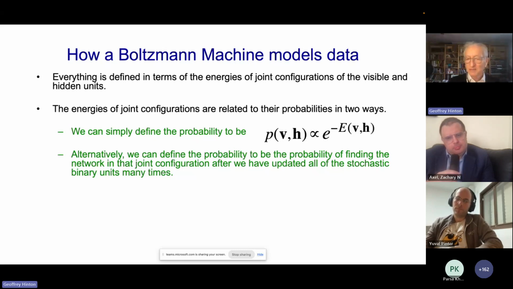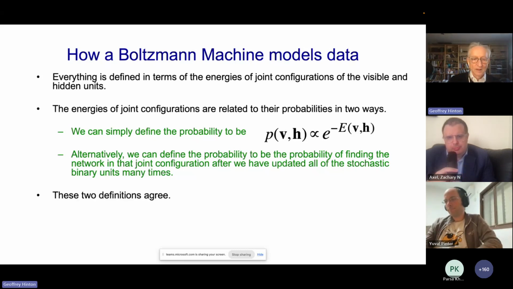Now you'll notice I express the probability of v and h as proportional to e to the minus the energy. And that's important. It's not equal to e to the minus energy, it's just proportional, because you have to normalize probabilities so they add to 1. But the point is those two definitions agree. What you could compute if you could consider all possible configurations, and what you could measure if you just run it stochastically.